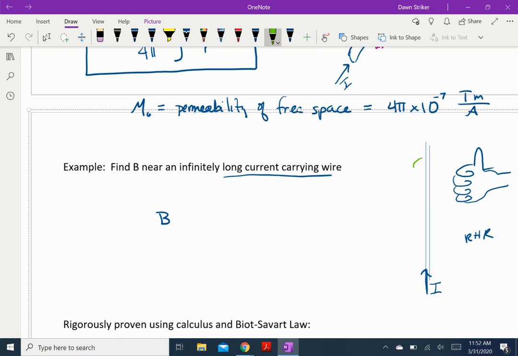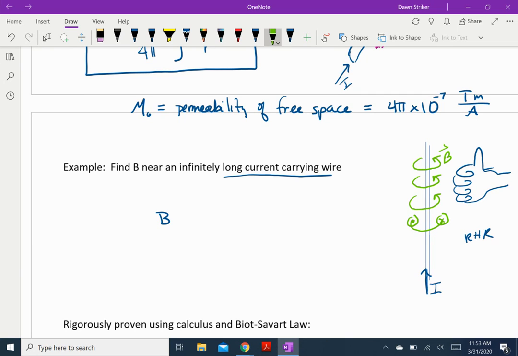It circles around this current-carrying wire. The magnetic field looks like that. Okay, it circles. And so it's coming out of the page over here and it's going into the page over here in concentric circles.